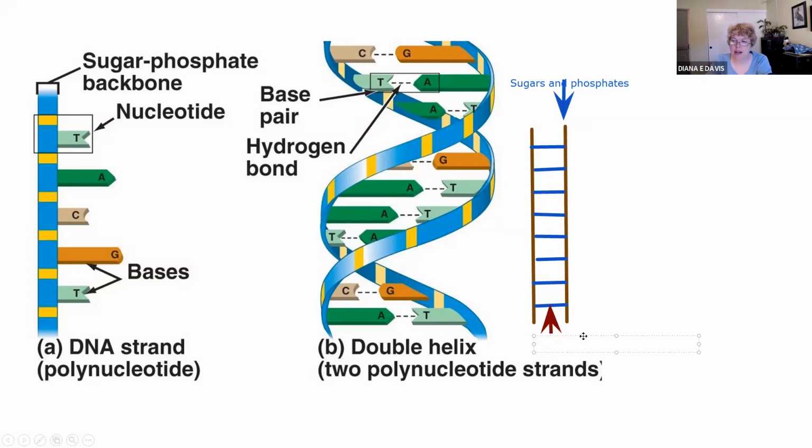And the rungs of the ladder are made of the base pairs: the adenine, the cytosine, the guanine, and the thymine. And when we have it in the double helix form, it's the same structure, it's just twisted. Okay, hopefully that clears that part up.